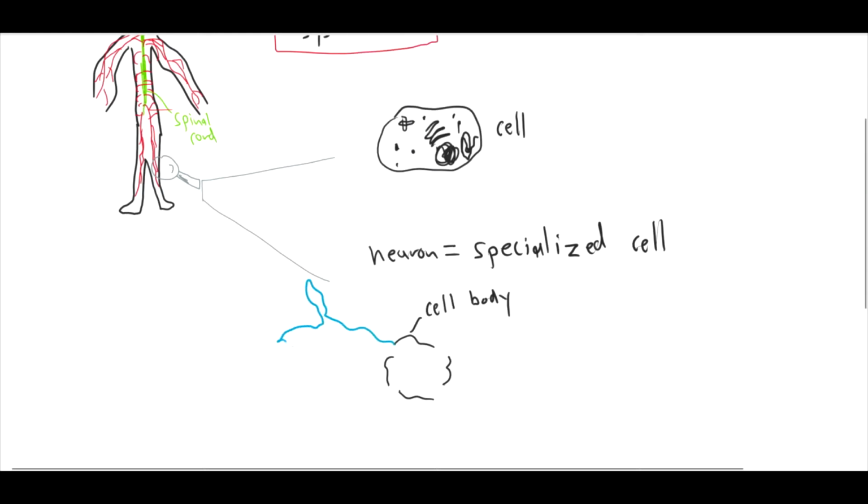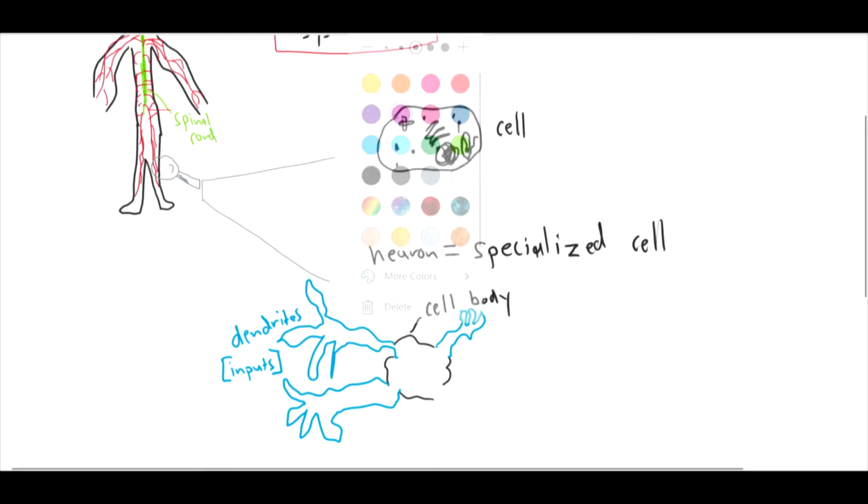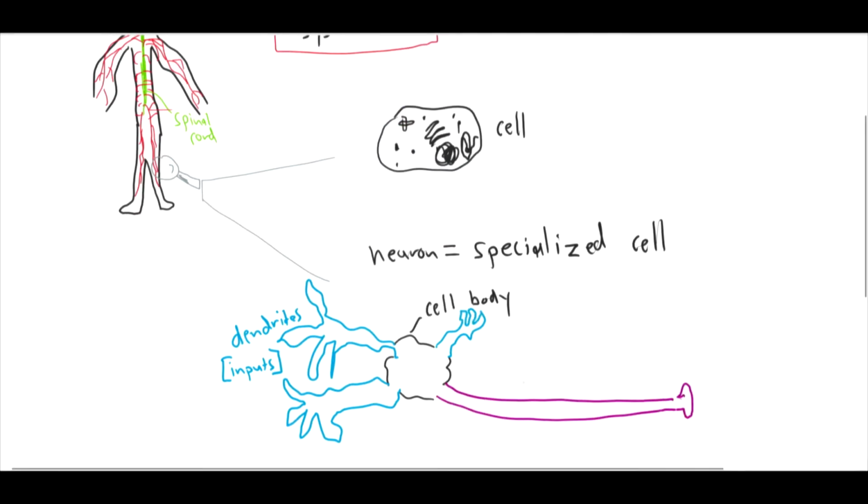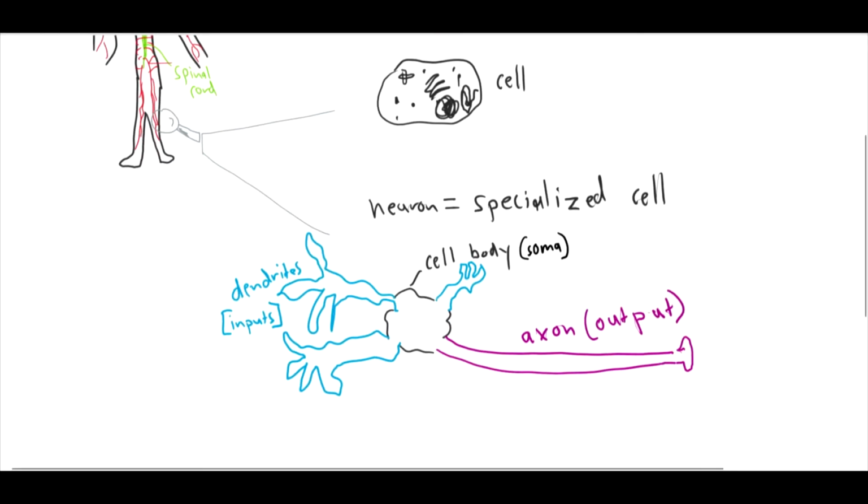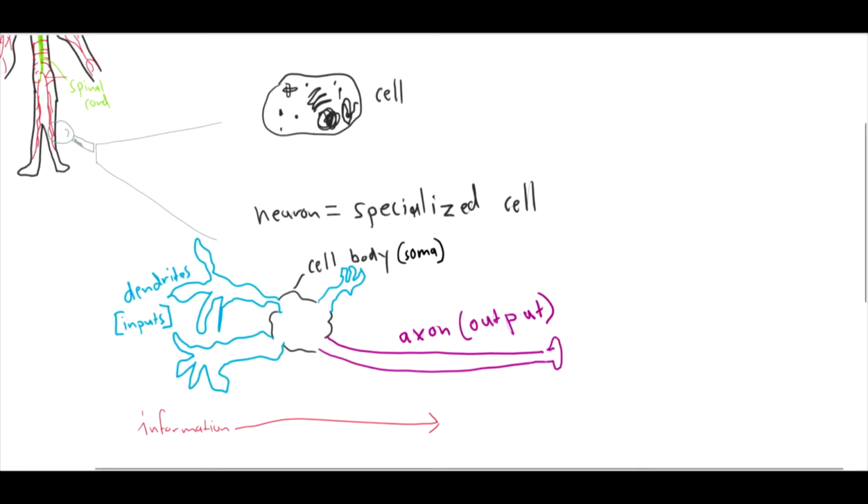In this case, these blue branching structures are dendrites, and they receive inputs into the neuron. Information gets passed into the neuron via the dendrites. And then we have an axon, which is where information is output, in purple here. Another name for the cell body of the neuron is the soma. So with the neuron, we have information that gets passed from left to right, as I've drawn here, from the dendrites through the cell body out to the axon.